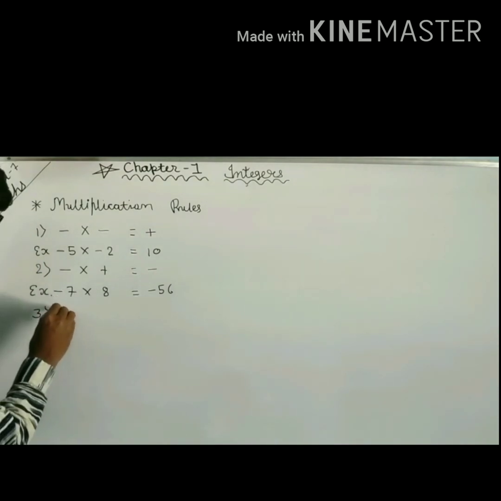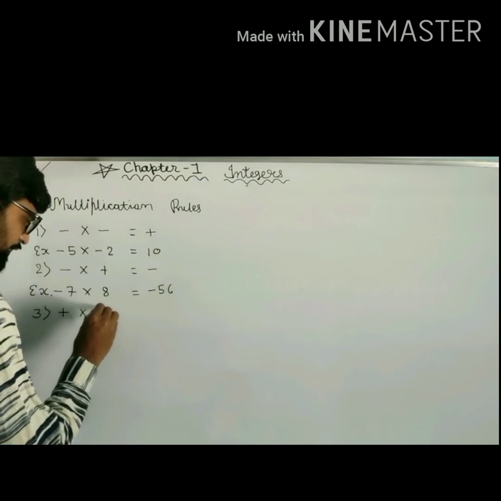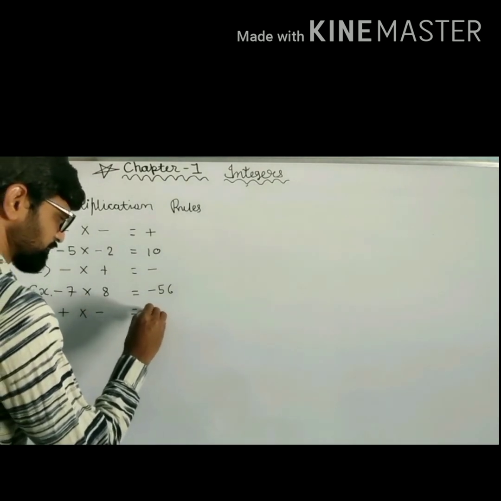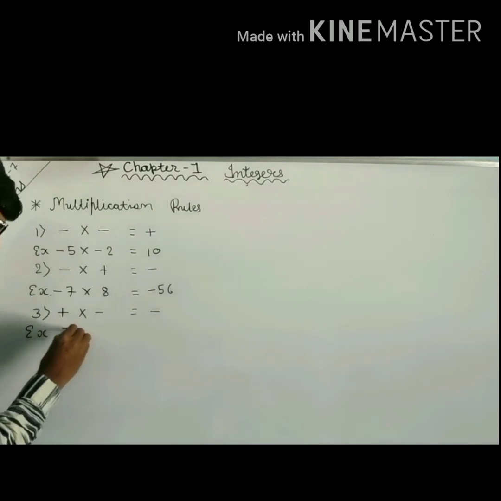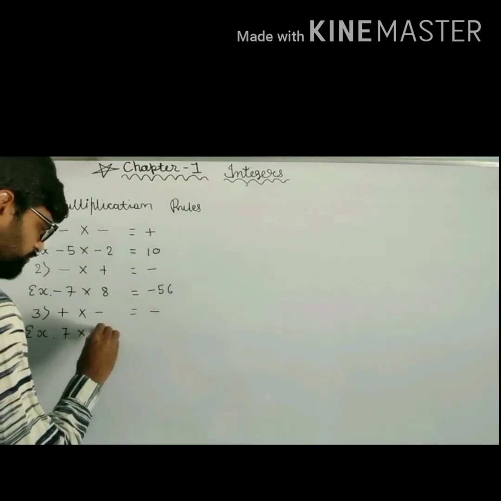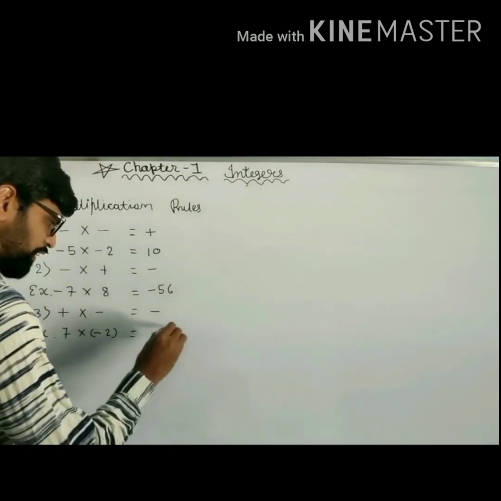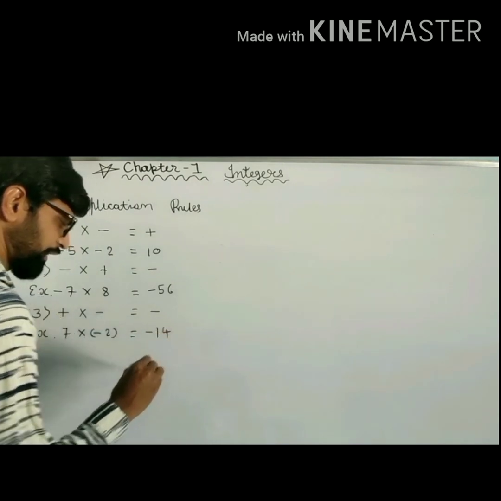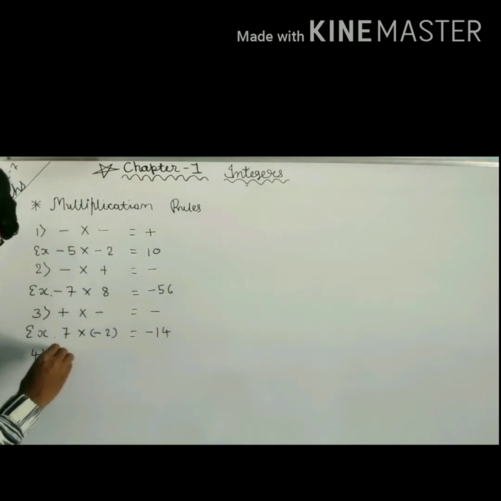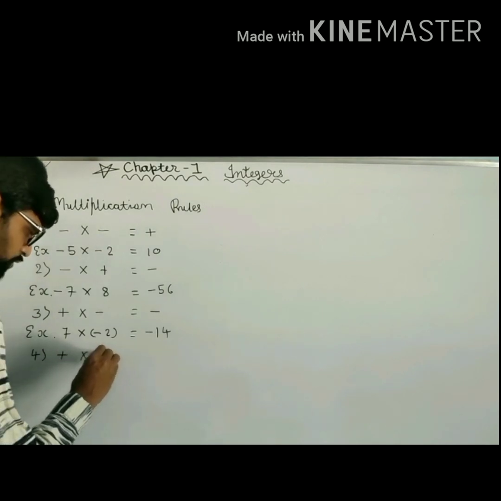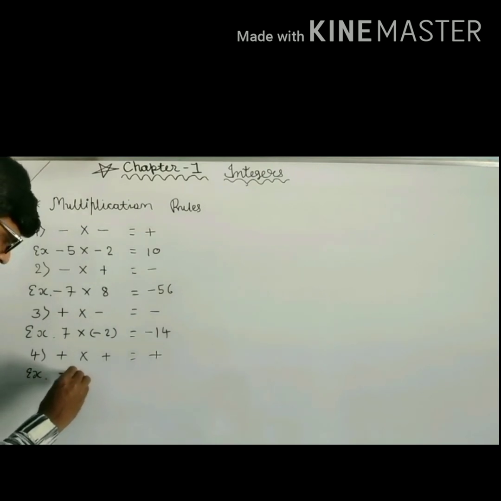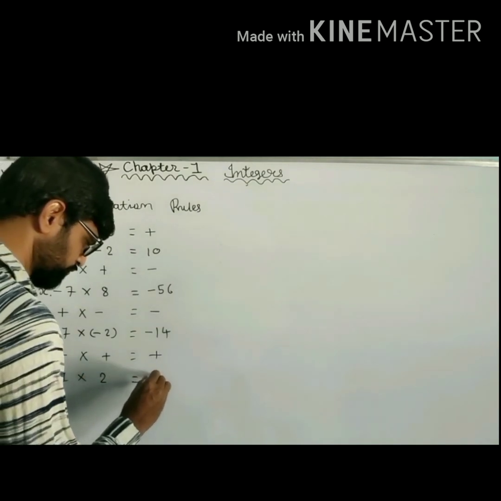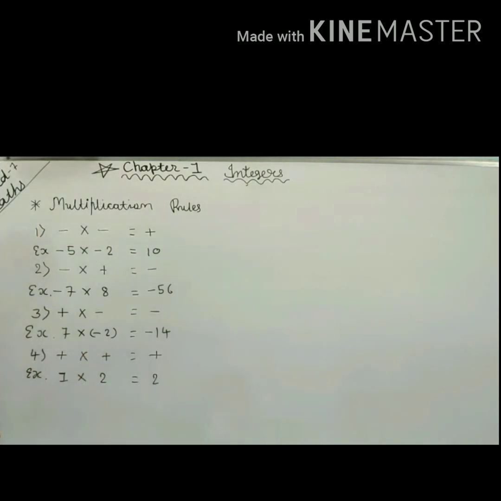Same rule for the third. If the first is positive and the second is negative, then the answer will be negative. For example, 7 multiply -2. Here 7 twos are 14, but -14. The fourth one is very simple. Both are positive, then positive. For example, 1 multiply 2 is equal to 2. It is very simple, so I have taken a simple example.